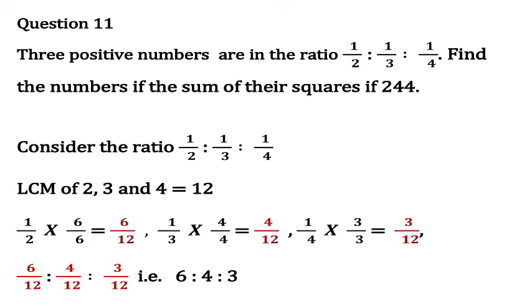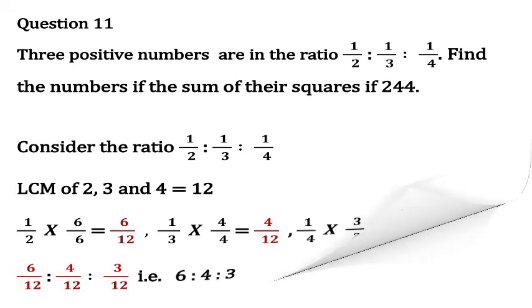Let us consider the ratio as 1/2 : 1/3 : 1/4. As the ratios do not have equal denominators, take the LCM of the denominators 2, 3 and 4. That value will be equal to 12. Find the equivalent fractions for the given ratio to make the denominators the same. Then the ratio will be equal to 6 : 4 : 3.